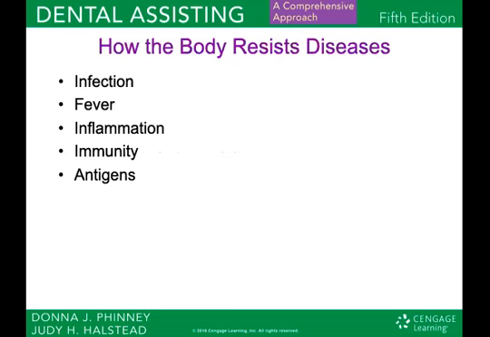So there are ways the body uses to fight disease. Our bodies repel thousands of infections that are coming our way every day. How the body resists disease includes infection, fever, inflammation, immunity, and antigens. And we'll go over each one.